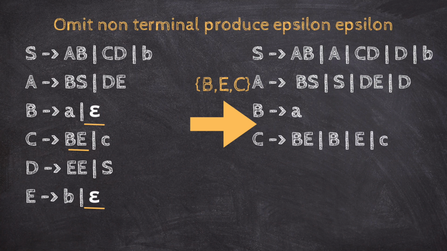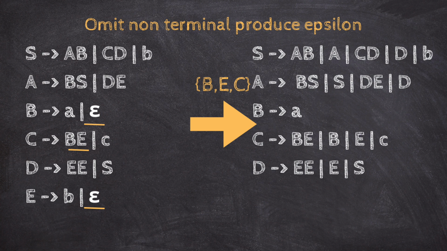For C, keep BE as original. Both B and E are producing epsilon, so write B and E. C stays the same. For D, keep EE as original. Both E's are producing epsilon, so add E. D produces S, stays the same. For E, we keep B.